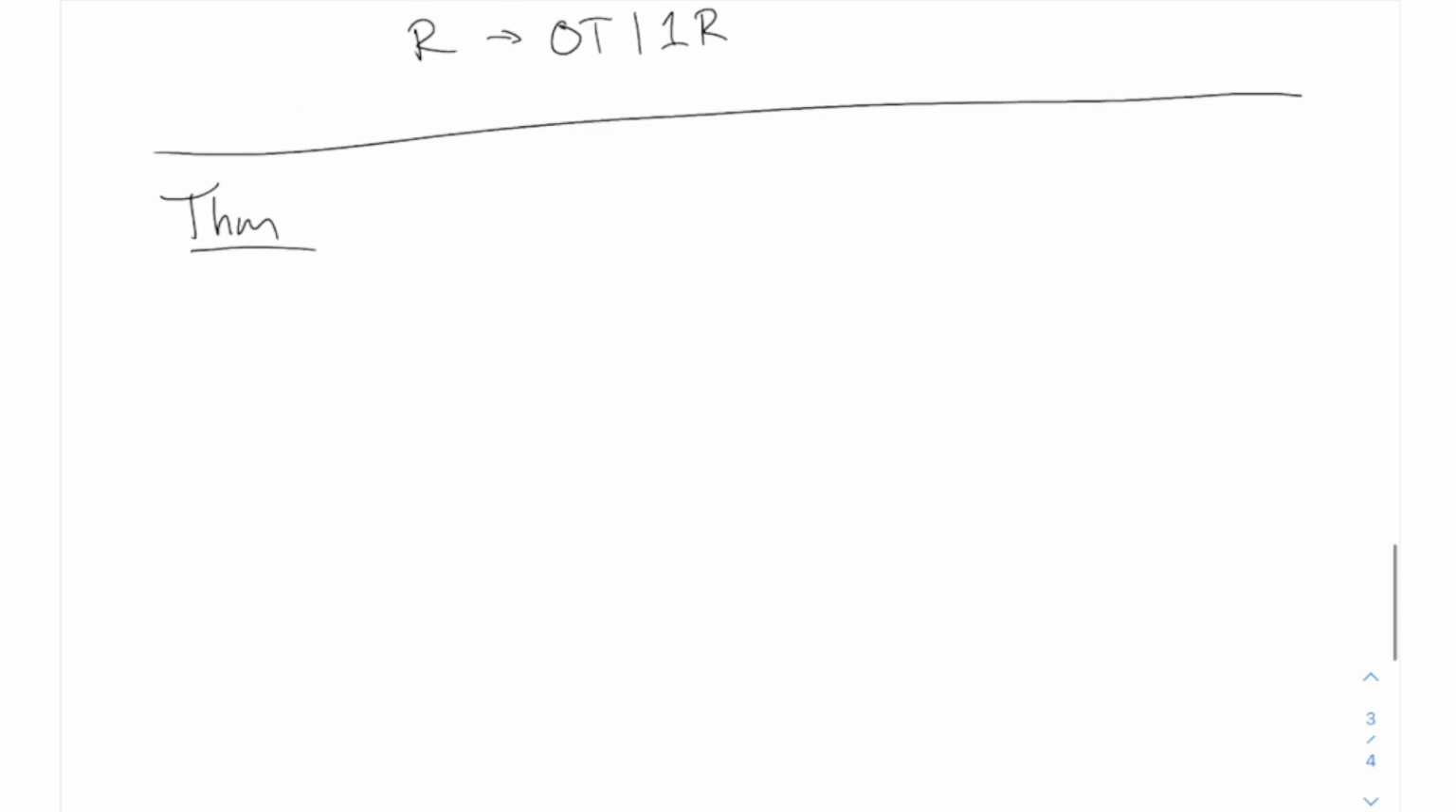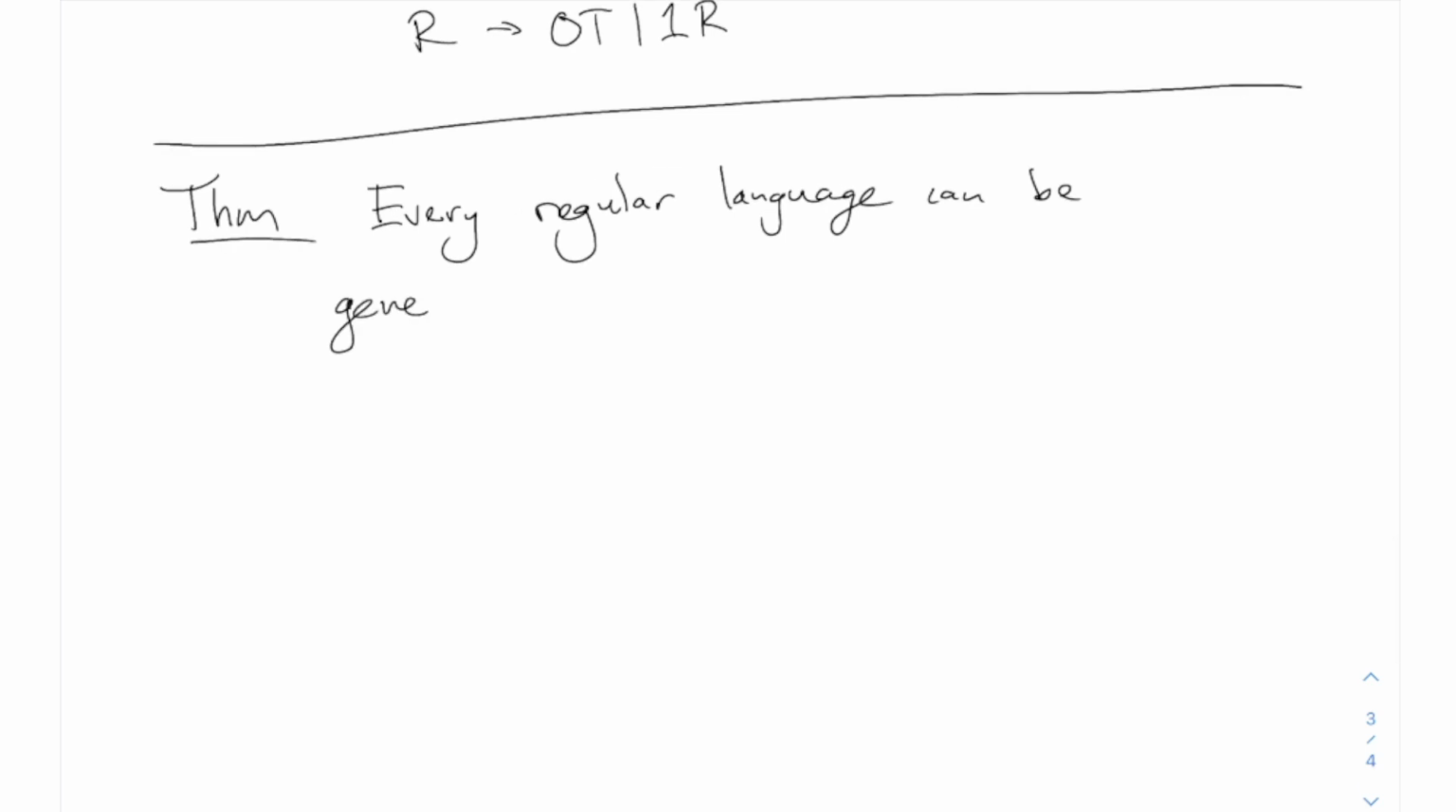It says every regular language can be generated by a grammar. All right? Every regular language can be generated by a grammar. Why is that? It's because every regular language has an NFA, and we just showed you how to convert an NFA into a grammar. So that means every regular language can have a grammar, all right?